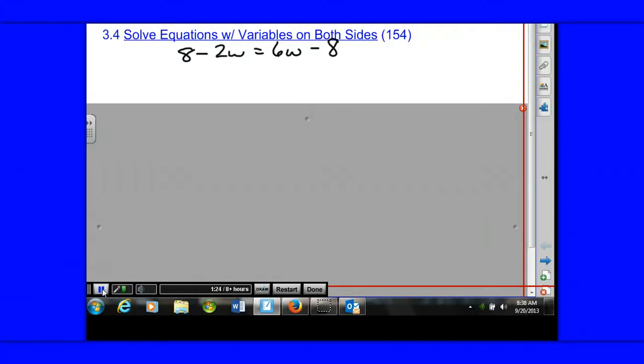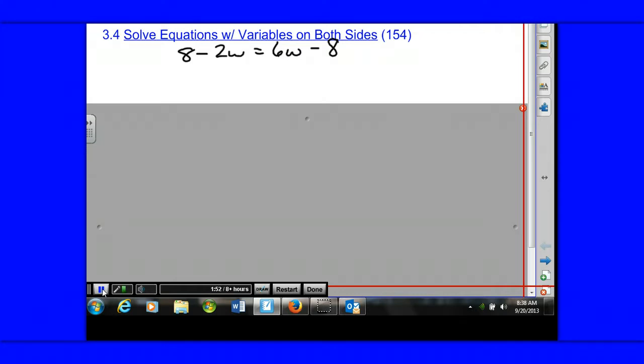Okay, welcome back, algebra students. Today we're going to solve equations with variables on both sides. So each day we're getting a little more sophisticated. As we look at this equation, we see that we have w's on both sides. So you might recall a strategy we use to try to keep our variables positive, trying to avoid too many negatives where we can, right?